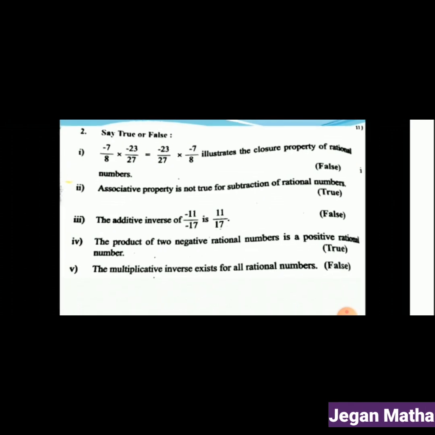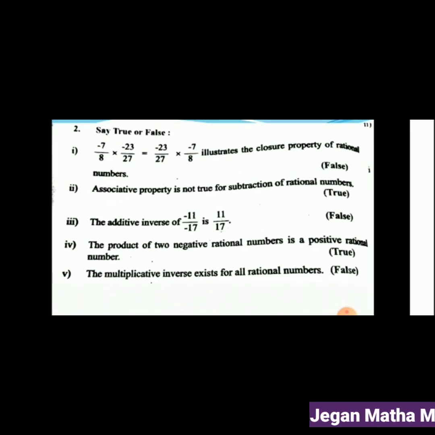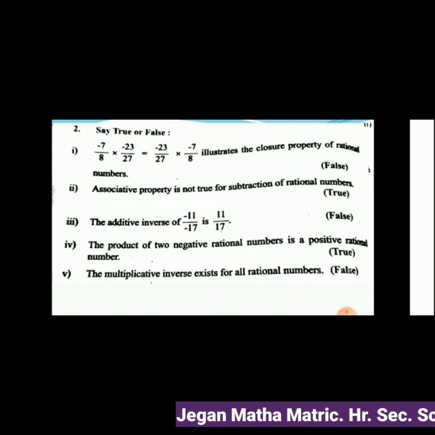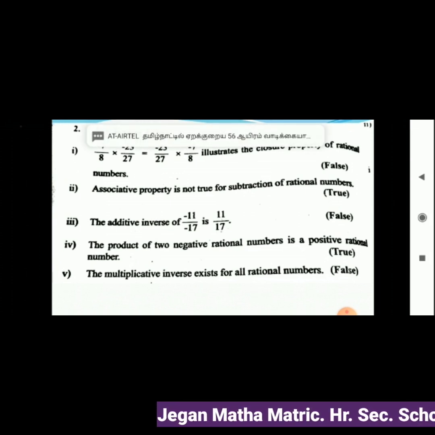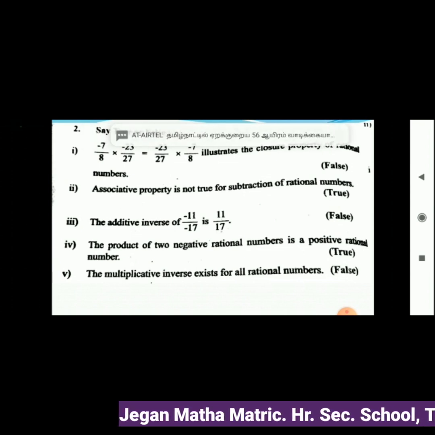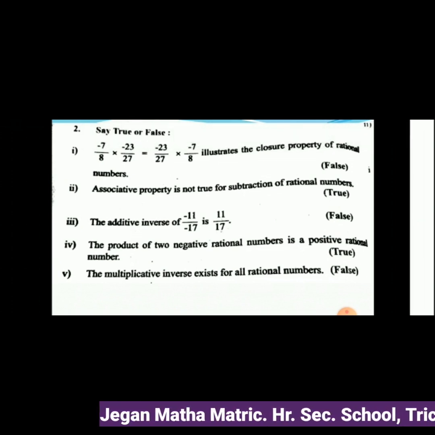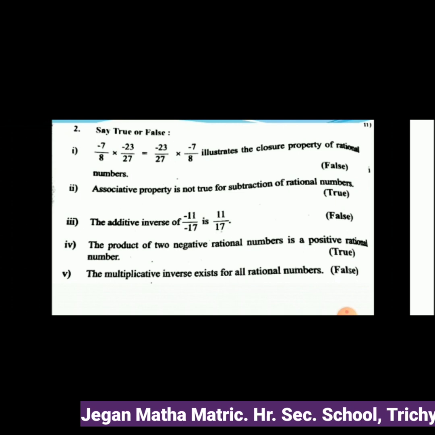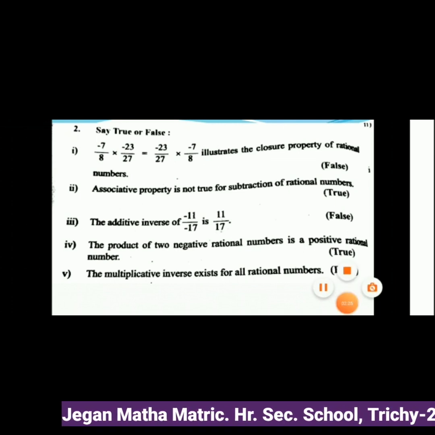First one, minus 7 divided by 8 multiplied by minus 23 divided by 27 is equal to minus 23 by 27 into minus 7 by 8 illustrates the closure property of rational numbers. This is false. In the second one, the associative property is not true for subtraction of rational numbers. So this is true.